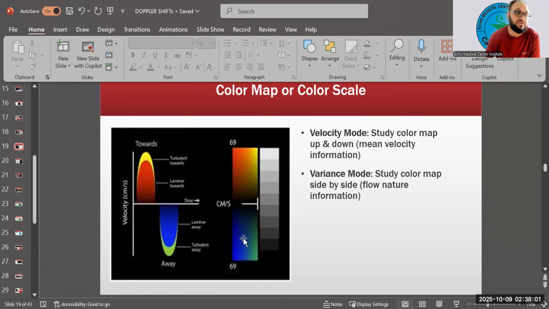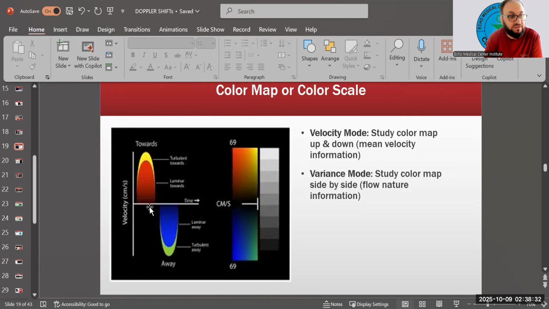Now somebody will ask you this question. What type of information do you get from the color that will change side to side in a color bar? What kind of information do you get? Remember, number one, it's called variance mode information. And then we get the information that is the nature of the flow. It tells us about the nature of the flow: is it normal laminar physiologic flow, or is it turbulence flow? That is very important. Somebody may ask you what type of information you get.